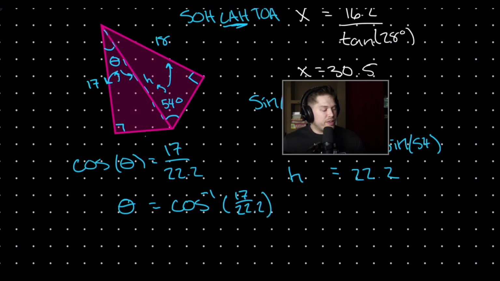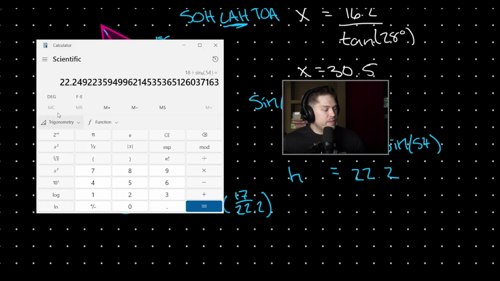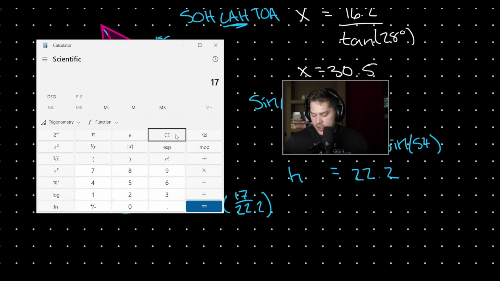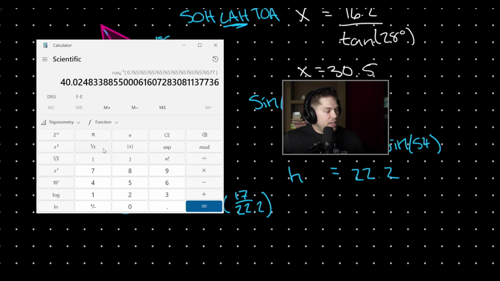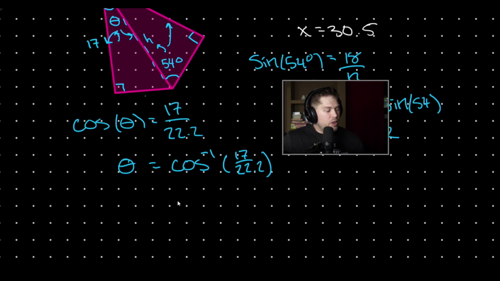So let's plug this into our calculator. Let's clear this out. So 17 divided by 22.2 is this value. And then we want to apply our arc cosine, and we get 40 degrees. So theta is equal to 40 degrees.